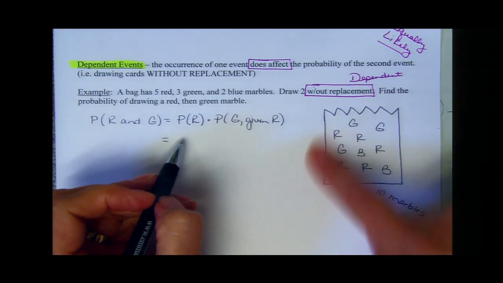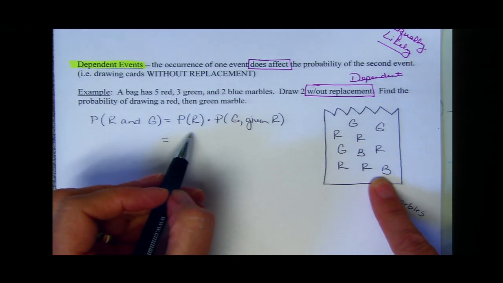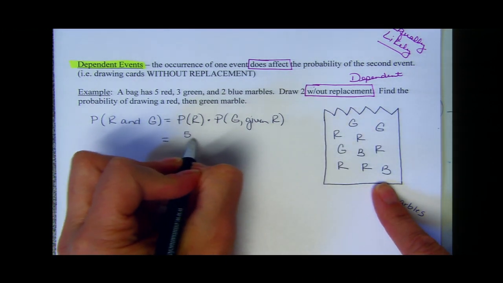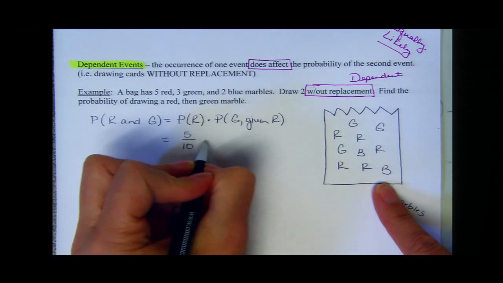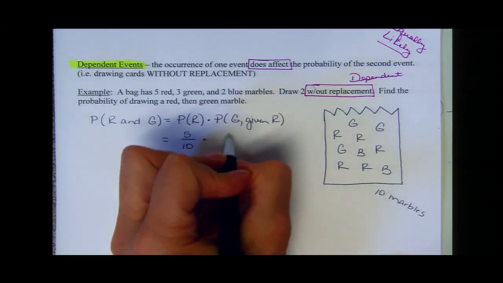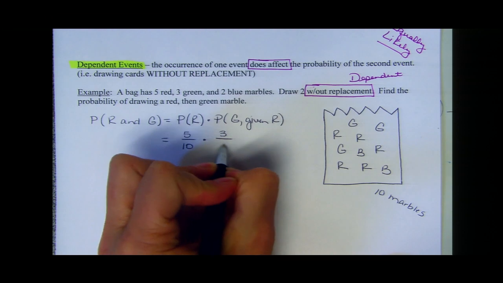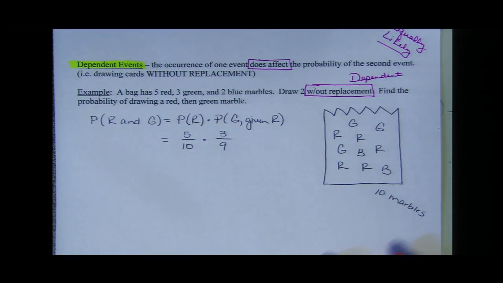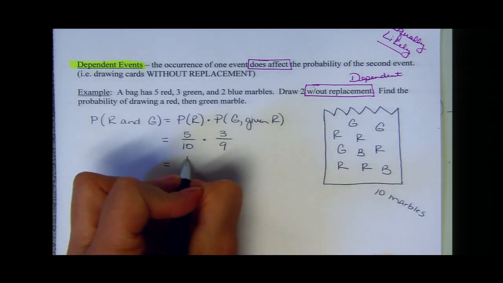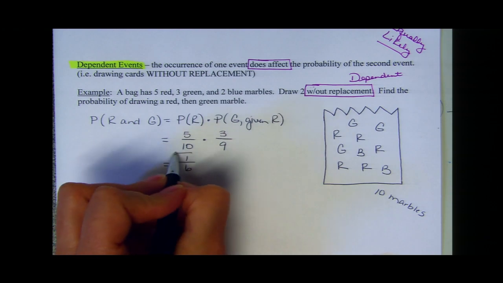So when I come to this bag for the first draw, the probability that I get a red one is, all 5 red ones are in here, so it's 5 over 10 marbles. Since it's without replacement, assume you're holding a red marble in your hand. So now what is the probability of getting a green? Well, all 3 green ones are still in there, but there are only 9 marbles now. So we have 5/10 times 3/9. So you multiply that and reduce, and you get 1/6.